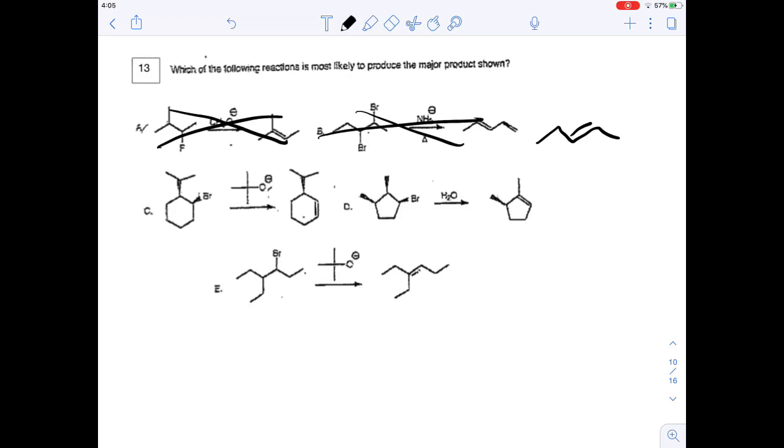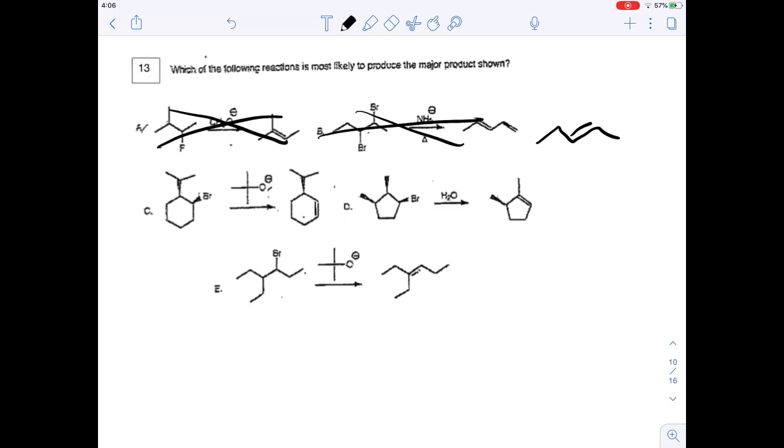Looking at C, we can see this is a big bulky base. I'm not sure why they didn't include heat here, but they definitely should have. In general, when you have a big bulky base, the only thing you can do is elimination, so sometimes they won't include heat. But in more recent years, his exams usually put both. When you see a big bulky base, just know the only thing it can do is elimination, because it physically cannot attack a carbocation to do an SN2 reaction.